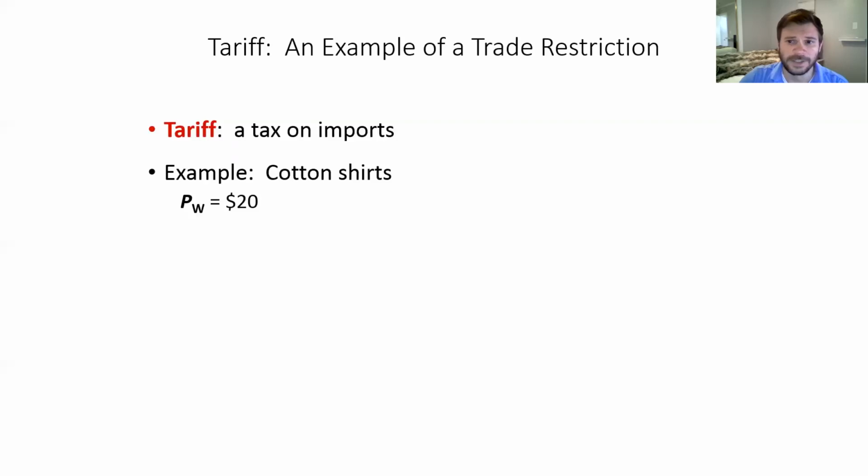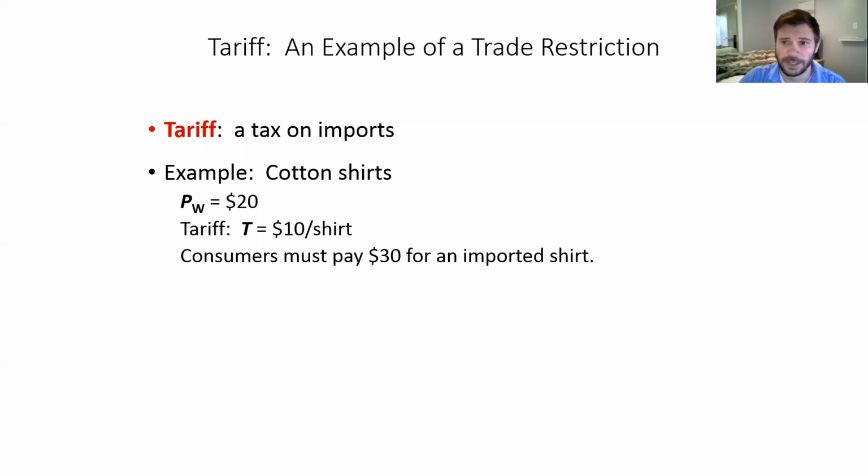And now the government decides they're going to slap a tariff of $10 per shirt, which means consumers are going to wind up effectively paying $30 if they want to purchase an imported shirt. And this also implies then that both domestic producers and domestic consumers can expect to be charged $30 per shirt.